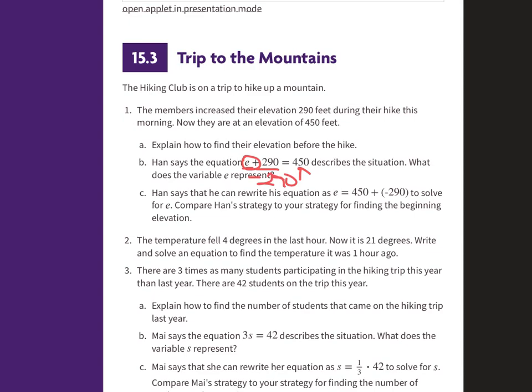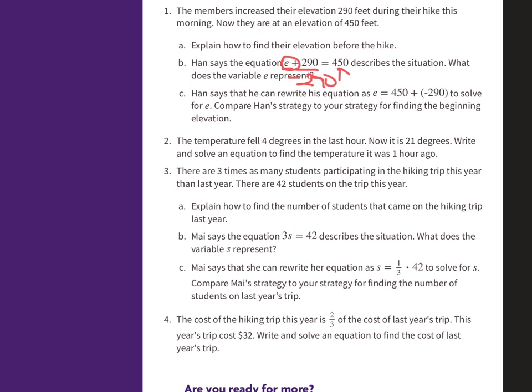Okay, number 2. The temperature fell 4 degrees in the last hour. It is now 21 degrees, right? Write and solve an equation to find the temperature it was an hour ago. So we have the temperature. We don't know what it is, so we'll put T for temperature. Fell 4 degrees. That means we're going to subtract 4 degrees, and it's going to equal 21.